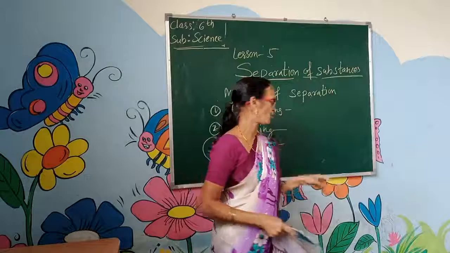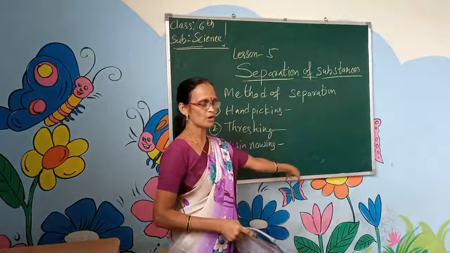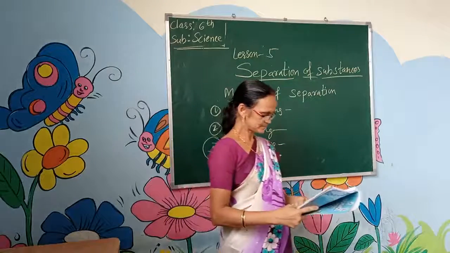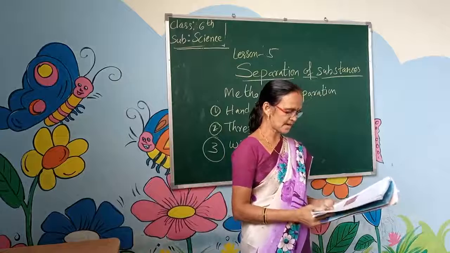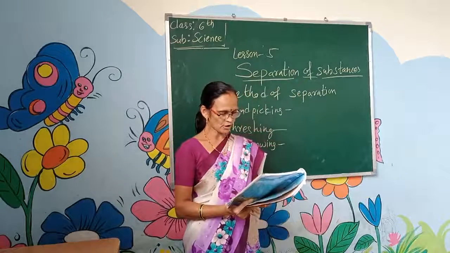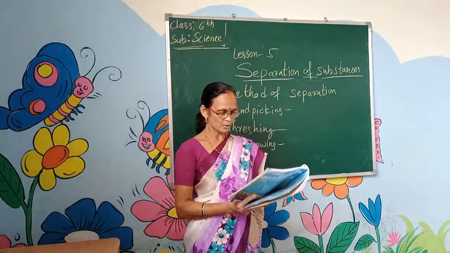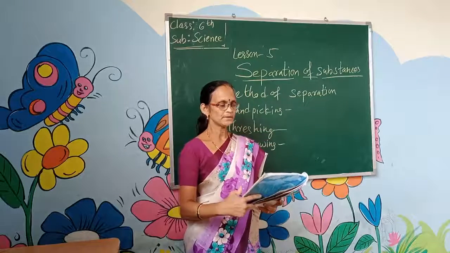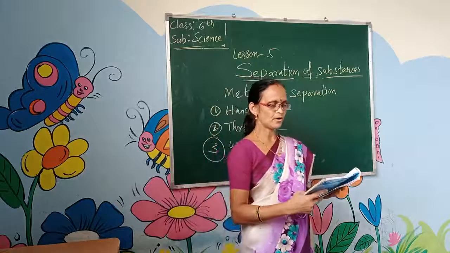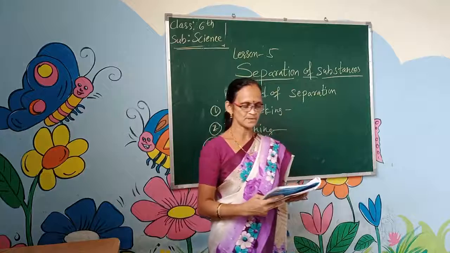That process is called winnowing. What is it called? Winnowing. Yes. Make a mixture of dry sand with sawdust, dust or powdered dry leaves. Keep this mixture on a plate or a newspaper. Look this mixture carefully.